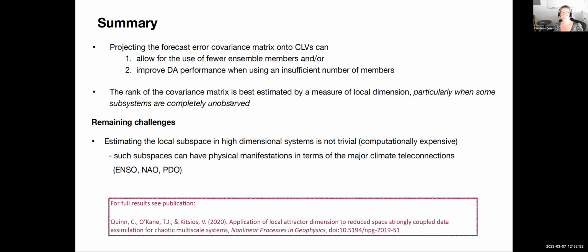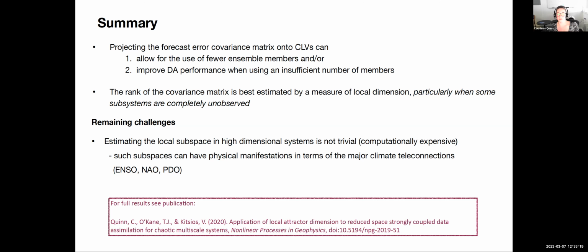But there still remain some challenges, right? We've gotten some very nice results, but some of the issues that we saw were that, well, actually estimating this local subspace in a high dimensional system is not so trivial, right? Just applying Lyapunov exponent vectors and covariant Lyapunov vectors, not so trivial when you get to a really high dimensional system. It's computationally expensive. What do we do in that space?